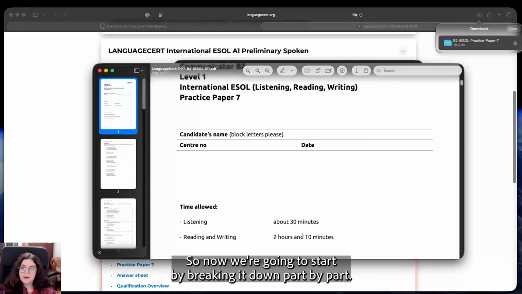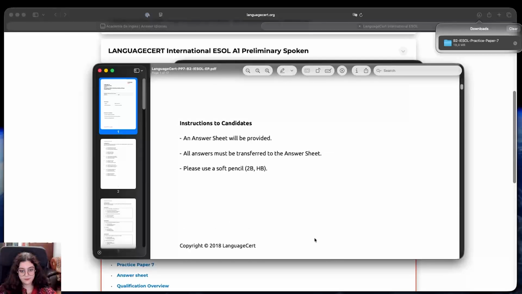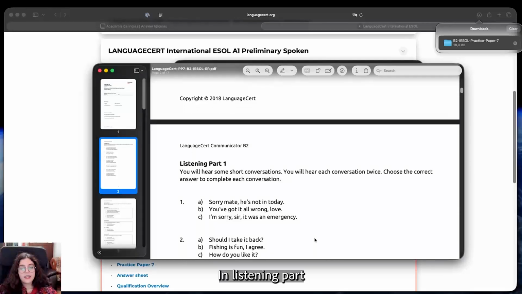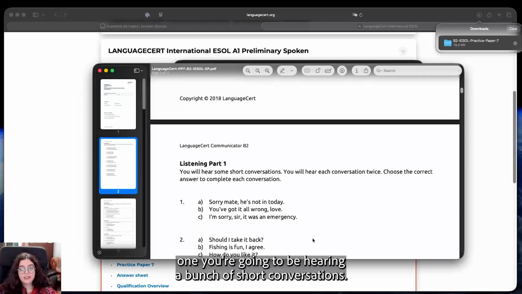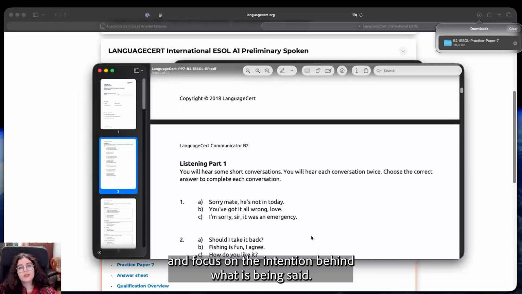So now we're going to start by breaking it down part by part. First, our listening section. In listening part 1, you're going to be hearing a bunch of short conversations. Each will be repeated twice. Your job is to choose the correct response, and we know you can do this. Make sure to always listen for the tone, to be able to identify the situation, and focus on the intention behind what is being said.